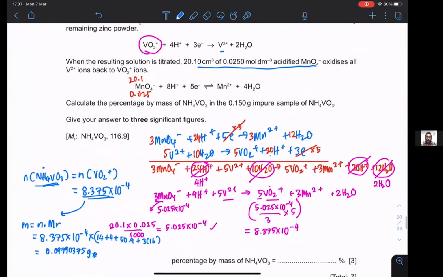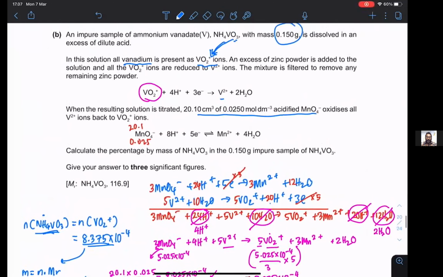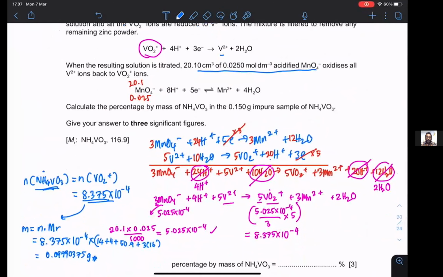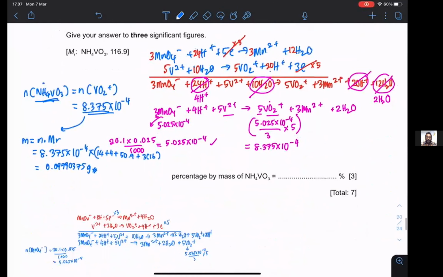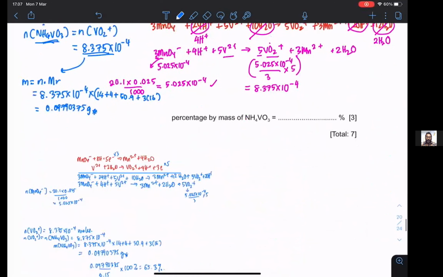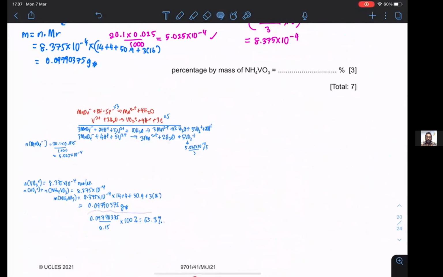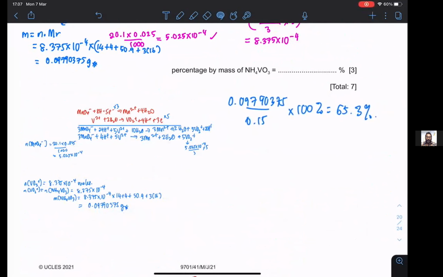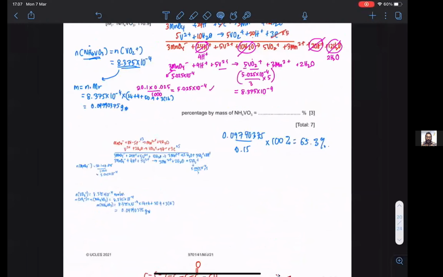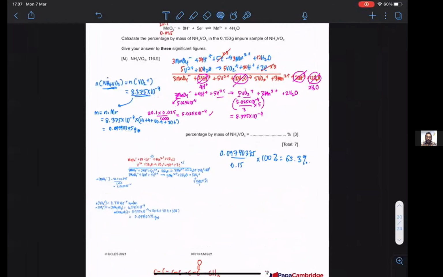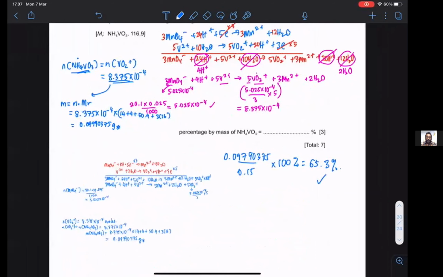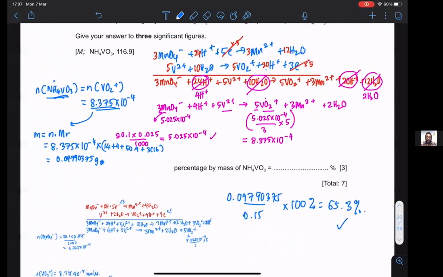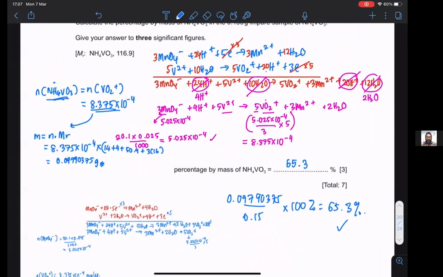So we know that the mass is 0.15. We need to find out the percentage by mass. If you want to calculate the percentage of mass, you just need to take the mass that we have just now, divided by 0.15, and you times by 100%, and in 3 significant figures you will get 65.3%. This is what we need to write down, 65.3%.